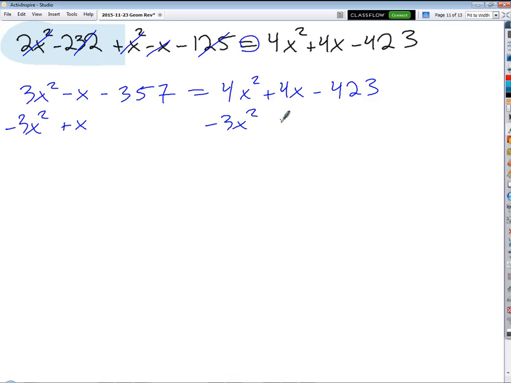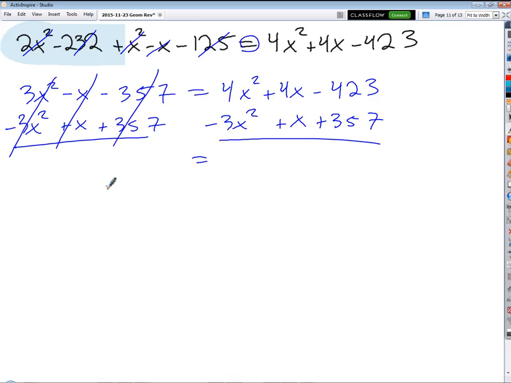Good. Add x. And how do I undo this one? Add 357. And if I do all that stuff, as advertised, all this stuff goes away. And so what's left on the left side? 0. Okay, on the right side, let's combine terms.